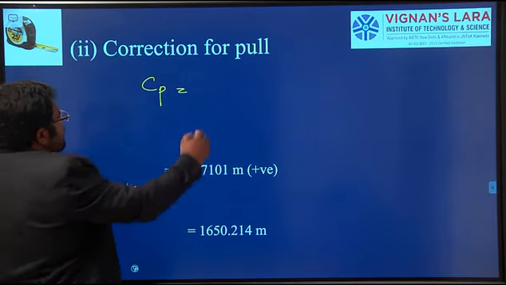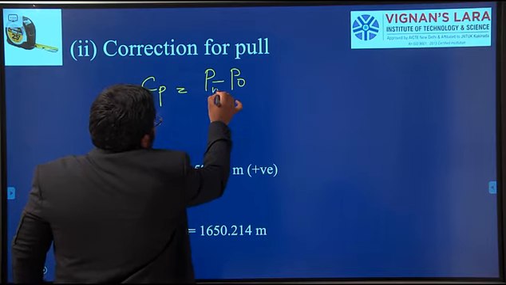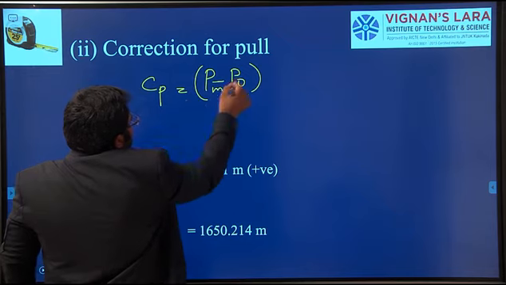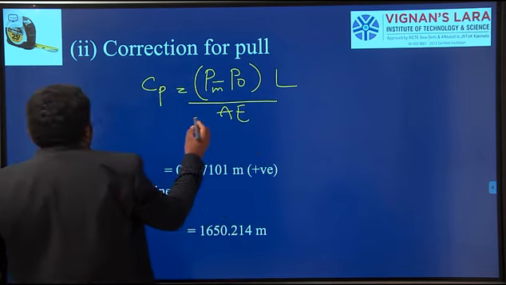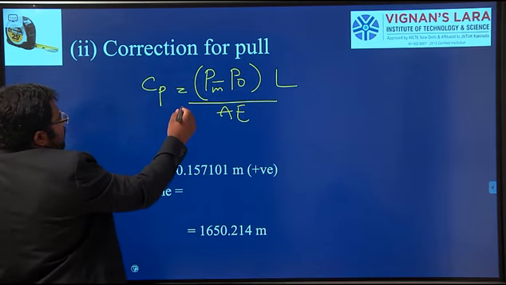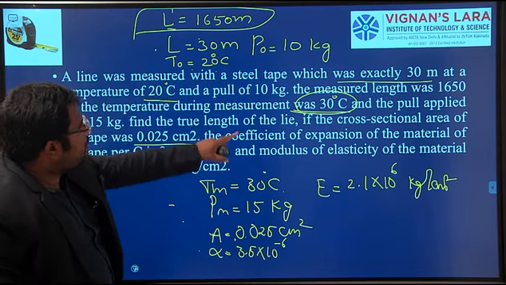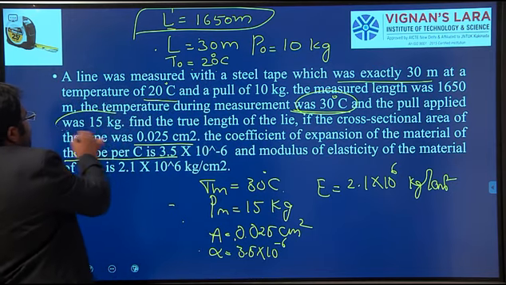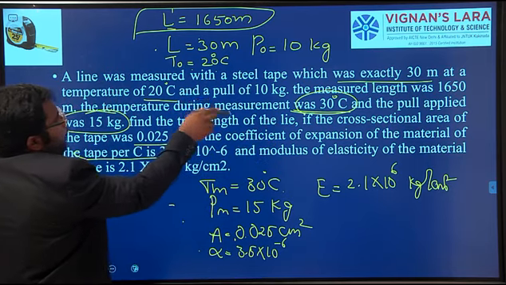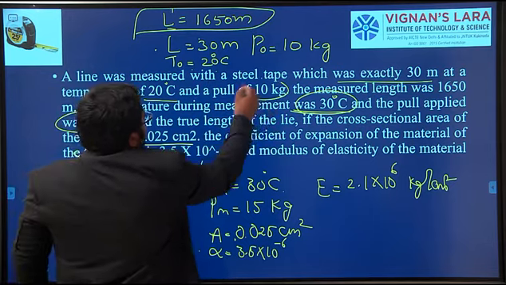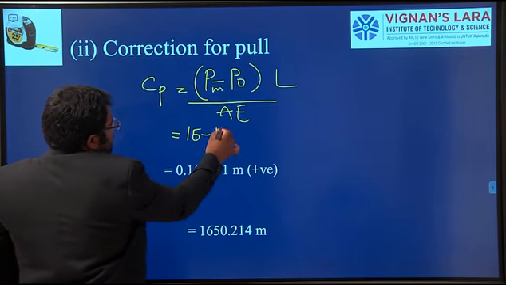Now coming to the problem. Now we can see what is the pull applied during the measurement. That is Pm. It is pull applied during the measurement minus the standard pull, into L divided by A into E. Pull applied during the measurement was how much? Here they gave 15 kg. During the standard it was 10 kg.